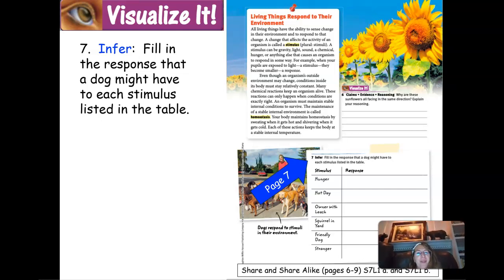So take a moment and fill in the responses that a dog might have to each of the stimuli listed in the table. Do not use just one or two words. This is an opportunity to show off your science skills. So take time to actually think about it and write down a good, solid statement.